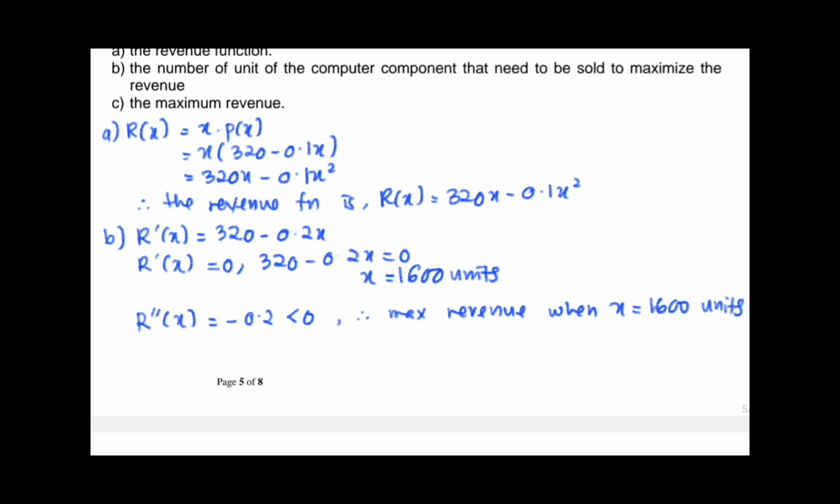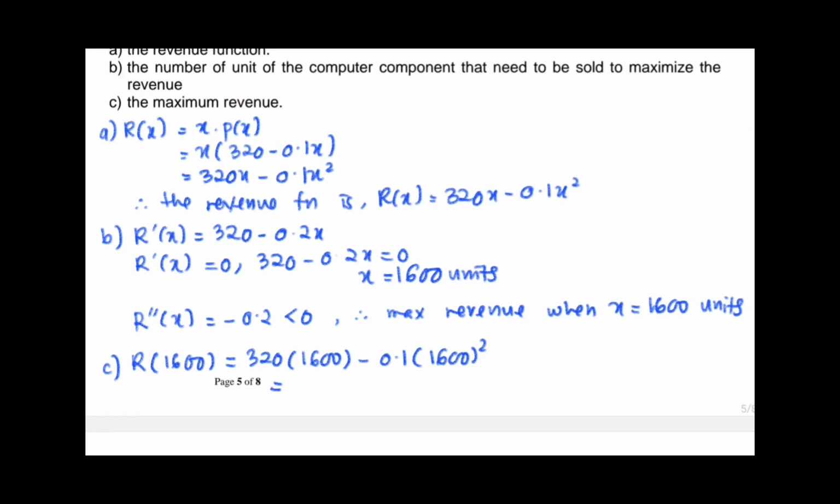Okay. For question C, find the maximum revenue. So the maximum revenue is R when X equals 1,600. So we substitute X equals 1,600 into the revenue function. 320 times 1,600 minus 0.1 times 1,600 squared. The maximum revenue will be equal to RM256,000.